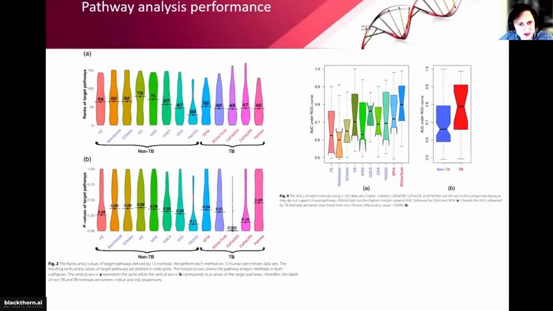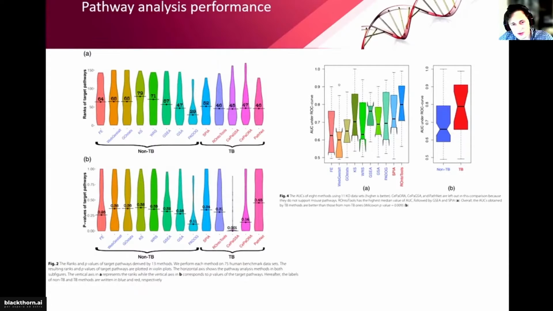And as the authors showed, this is not always possible across all pathway analysis tools and across all genes. The overall ranks of target pathways in the data sets were surprisingly high. If you are talking about the median, almost any tool was able to predict a median rank of around 20 or even 10 for these data. And the p-value was also quite high.